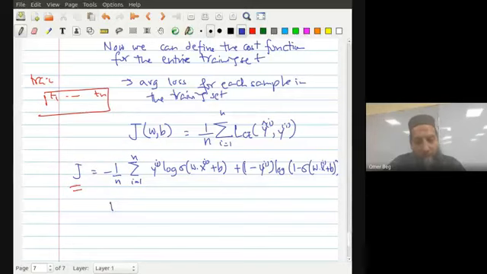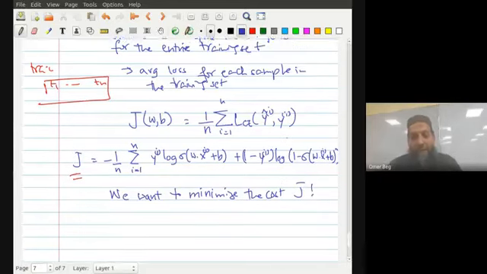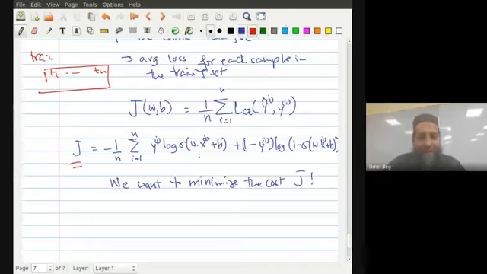So this is the cost, and we want to minimize the cost j for our logistic regression. I think this is quite a bit for today's lecture. In the next lecture, we are going to look at how we apply gradient descent for minimizing j.